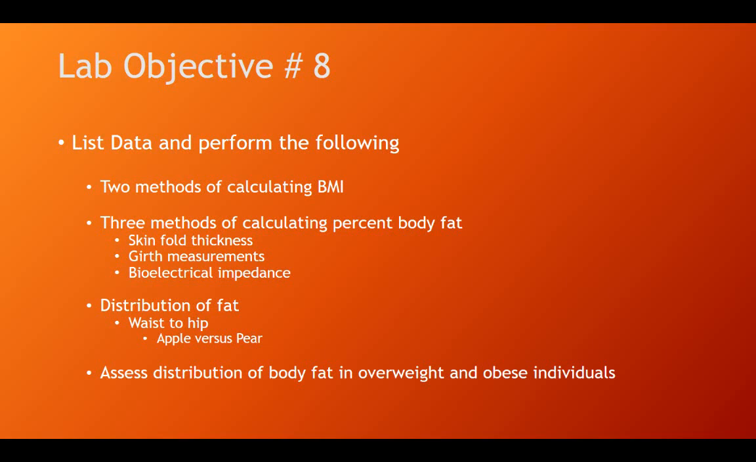And so, apple versus pear, right? Typically females tend to be more pear-like, where they're a little wider down at the bottom, where males are a little bit more apple, where they're wider around the midsection. So that's typically what we see. And that's certainly something you can look at in your lab packet as well.